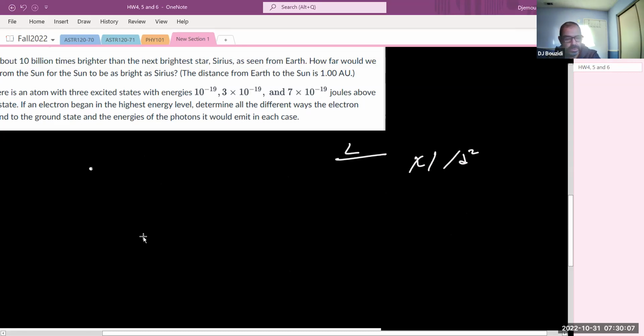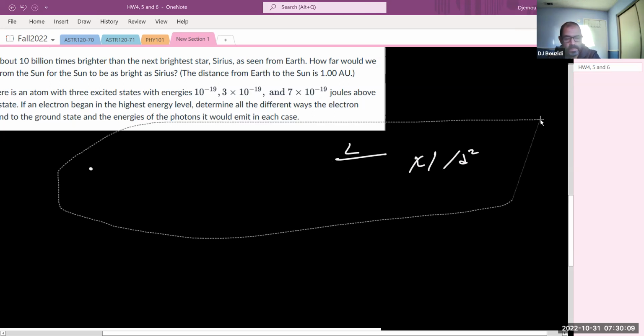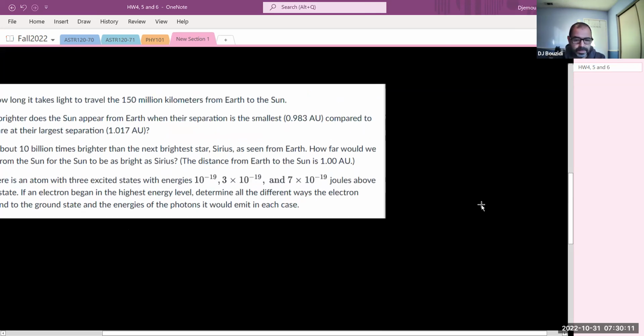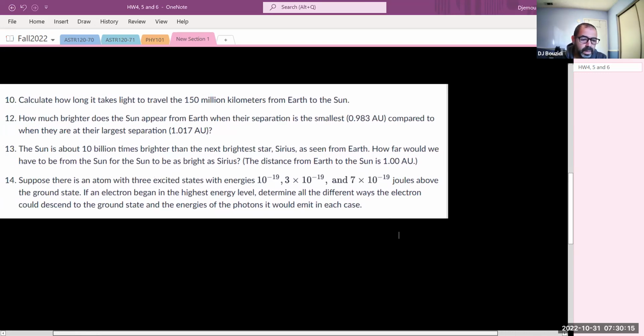Okay, I need to do this one more time. Number 13: the sun is about 10 billion times brighter than the next brightest star, which is Sirius, as seen from the Earth. How far would we have to be from the sun for the sun to be as bright as Sirius?